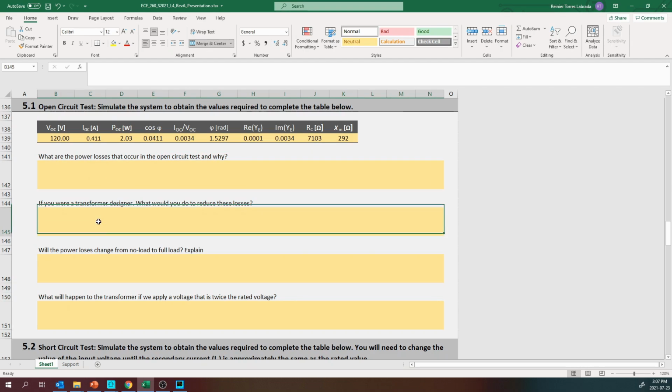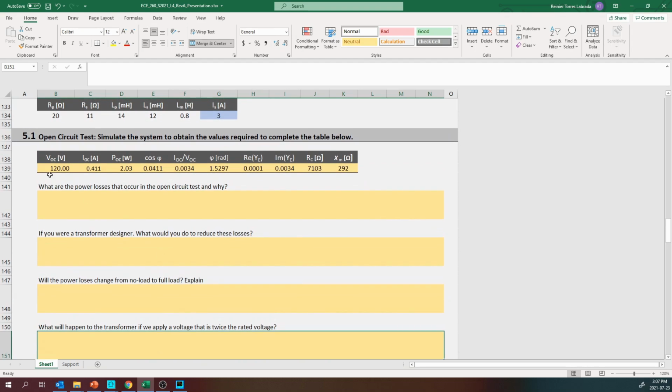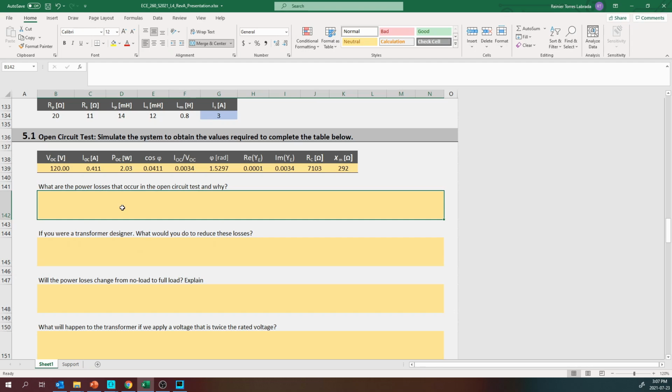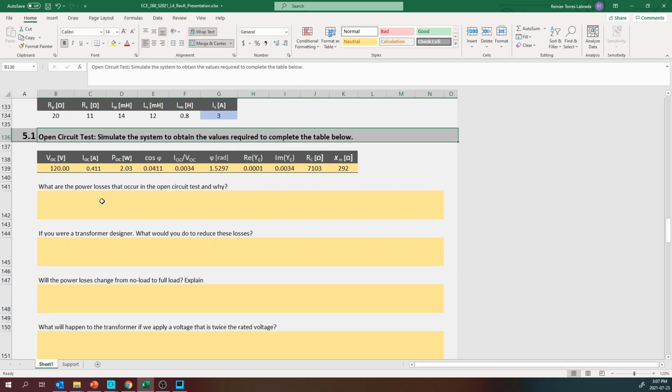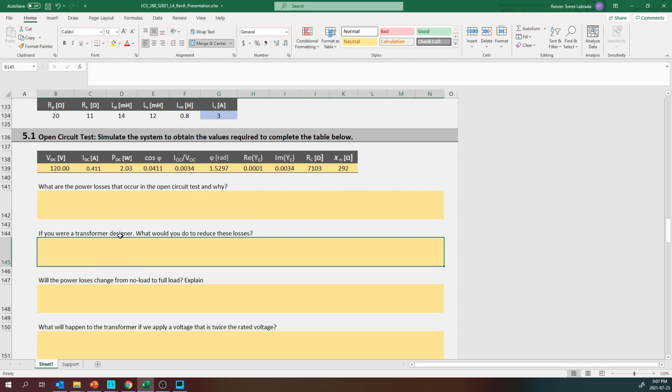And then you have these questions here that you may think are pretty much the same as in the next section, but they are not. Why? Because you need to answer these based on the test that you are conducting. So what are the power losses that occur in the open circuit test and why? And the same goes for this one. If you were a transformer designer, what would you do to reduce these losses? So this is related to the open circuit test.